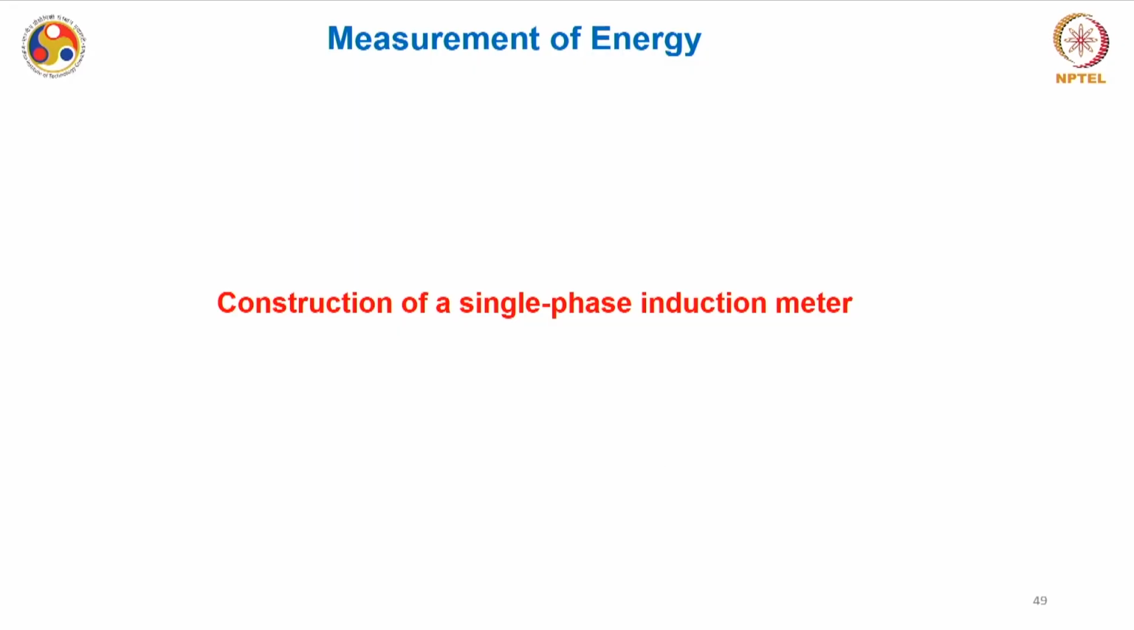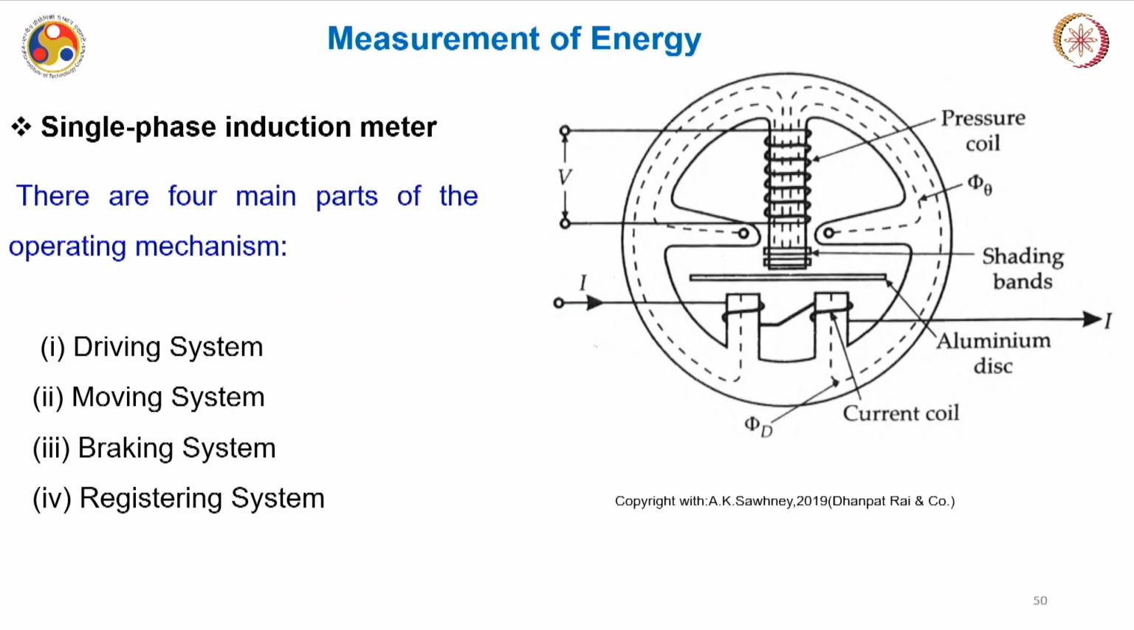Okay, but we have mostly seen the deflection, and it is not the only part of the energy meter. Along with the deflection system, you have other parts also. So if we see the construction of a generic single phase induction meter, it looks something like this. If you see, you have four main components of this energy meter: a driving system, a moving system, a braking system, and a registering system to count the number of rotations. So, four different systems, when they come together, make this energy meter.